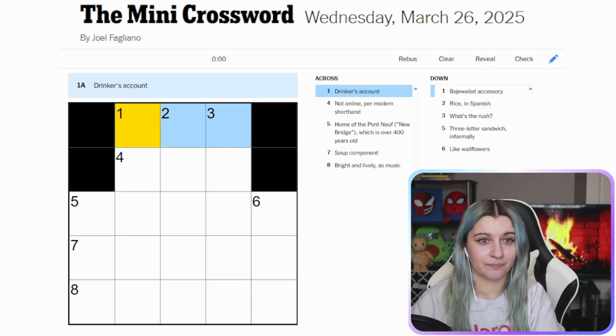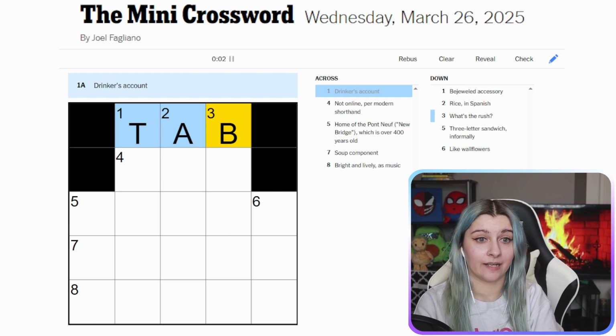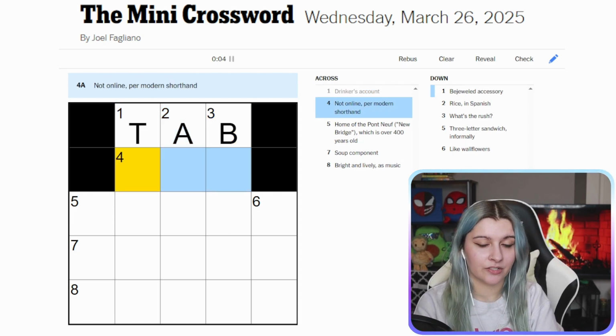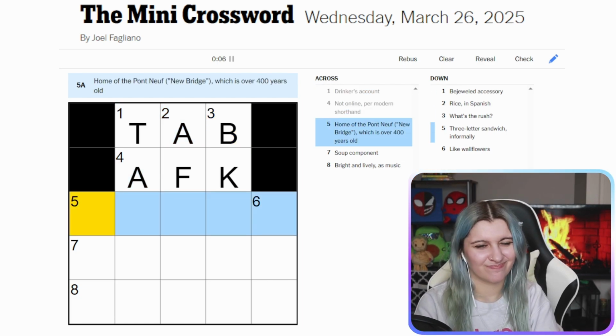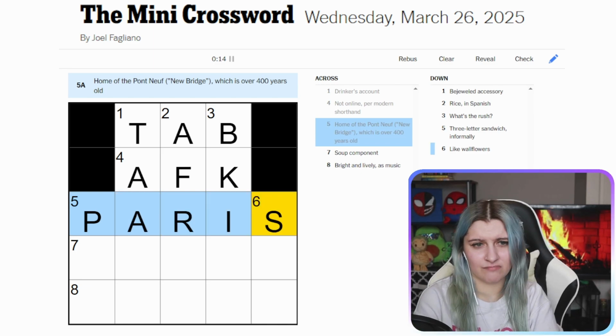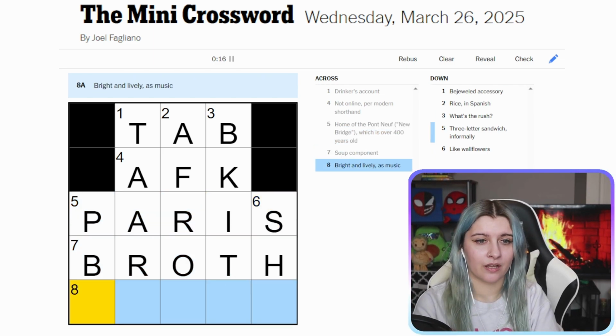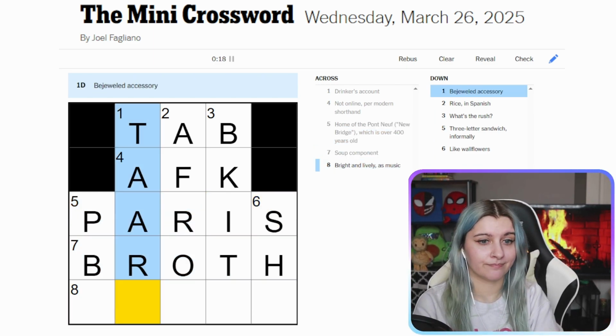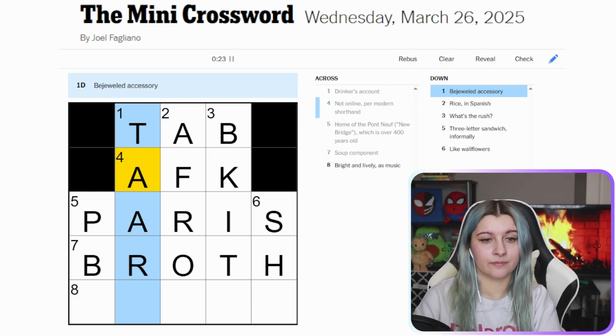3, 2, 1, go. Drinker's account, a tab. Not online, per modern shorthand, AFK. Home of the Pont Neuf, New Bridge, which is over 400 years old. Oh, that looks French, I think. Paris. Soup component, a broth, bright and lively as music. A bejeweled accessory. A tiara.